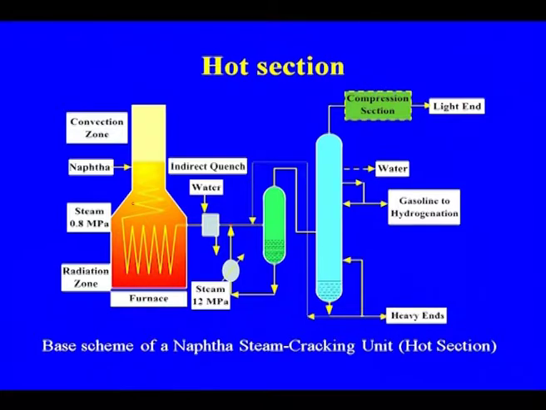And the light end, after compression, the top product, goes to further separation, which is the cold end of the furnace. Here steam and the other parameters play a very important role: temperature, residence time, quenching. We will discuss all of these in detail in the next few slides. So this is the hot section of the cracker plant.